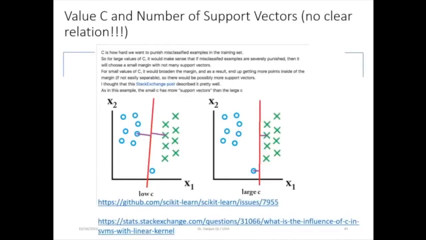Now the next question: does C, which controls the balance of the error versus the margin size, relate to the number of support vectors? Actually, no. Sometimes people feel that the larger the C, the more support vectors, or the smaller the C, the fewer support vectors. Actually, no. There's no clear analytic relationship between C and the number of support vectors. So keep that in mind. And feel free to read this, it's totally extra.